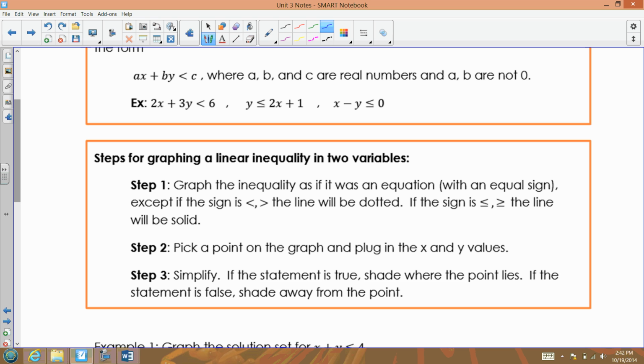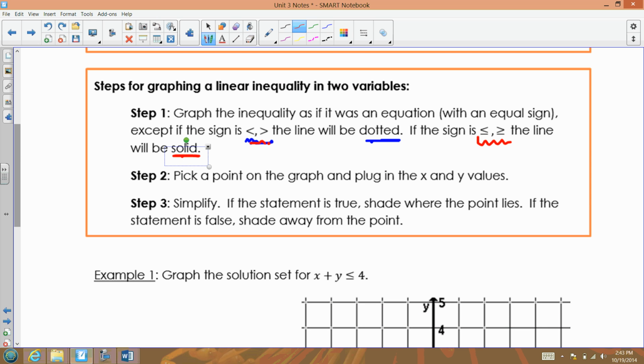And then if the sign is a less than or greater than sign, you're going to use a dotted line. So that means the graph will not be solid for the line because it's strictly less than or strictly greater than. If the sign is less than or equal to or greater than or equal to, then you're actually going to be using a solid line, which is what we normally do when it's an equation, because it's representing all of the points on the line are solutions, where when it's strictly less than or greater than, the points that lie on the line are not part of the solution.